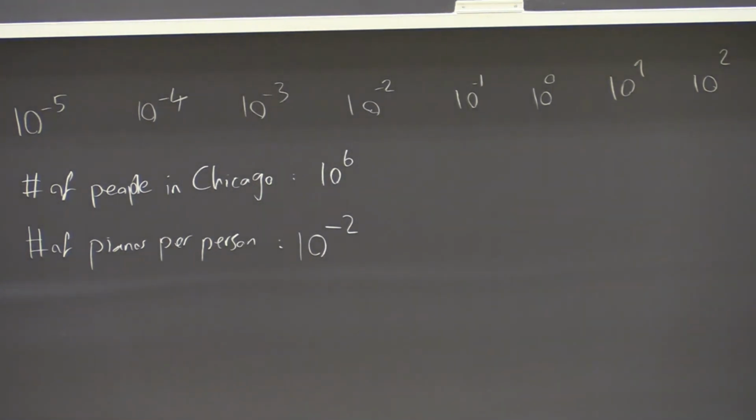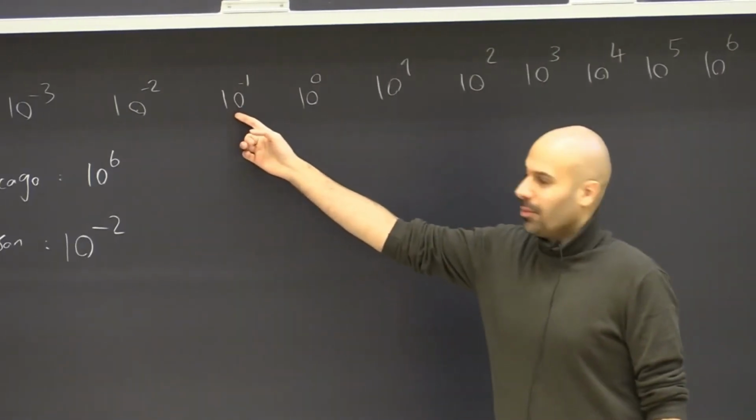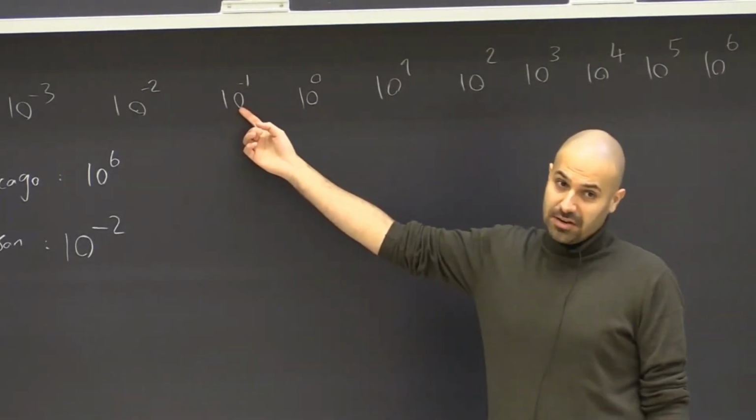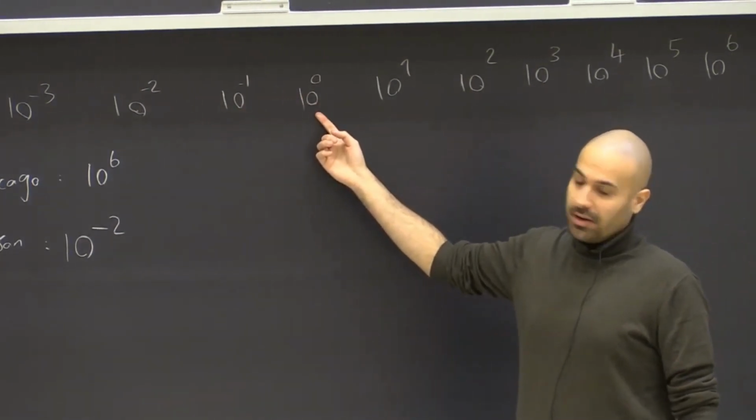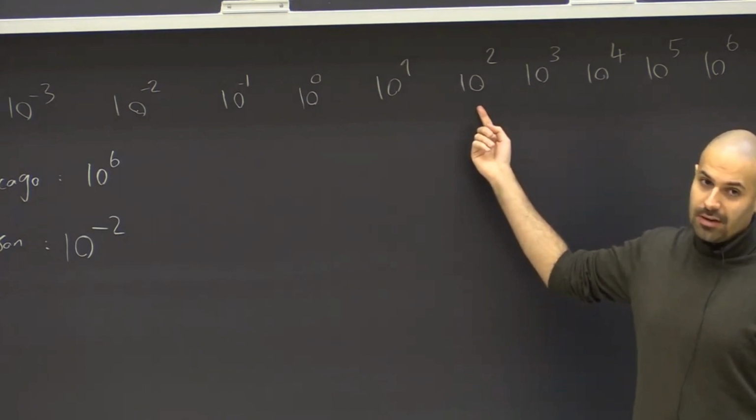So I'm trying to get closer and closer to the number, which is number of piano tuners, right? So how many times do we need to tune a piano per year? And these are your options. This means tuning a piano every 10 years. This is tuning it every year. This is tuning it 10 times per year, 100 times per year. So what do you think?